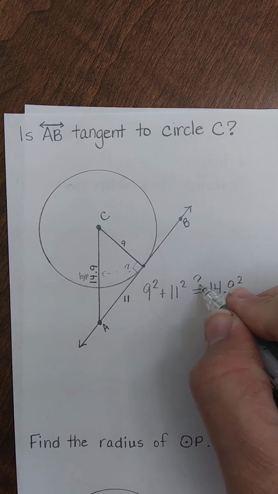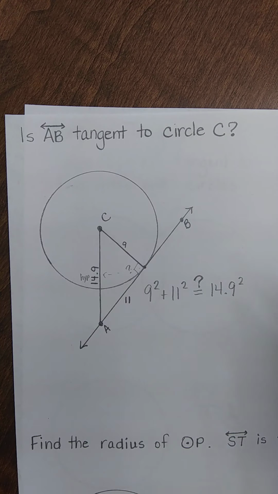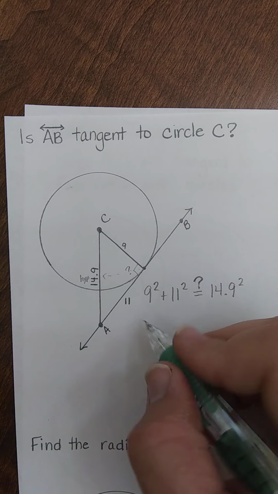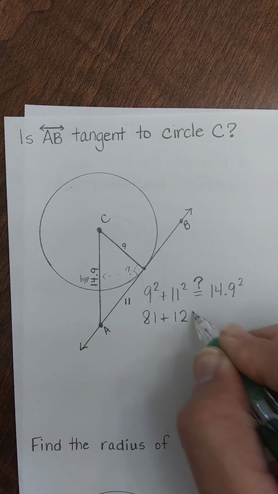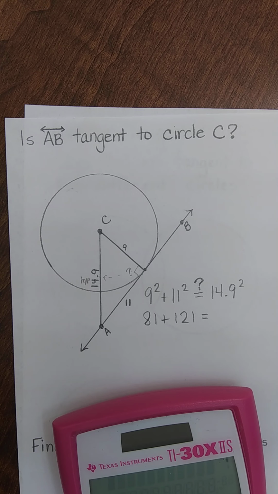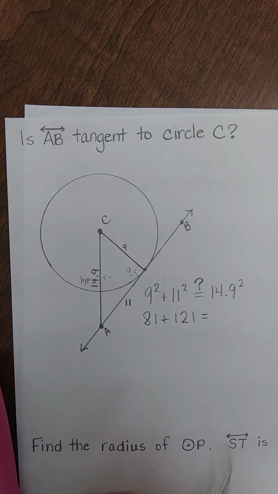So this is what we're asking. Are those equal? If they're equal, then it's a 90-degree angle. And if that's a 90-degree angle, then AB is tangent. So let's calculate. Let's see here. We have 81, 121, I don't know, 14.9 squared off the top of my head. So I'm going to grab my daughter's calculator. 14.9 squared is 222.01.